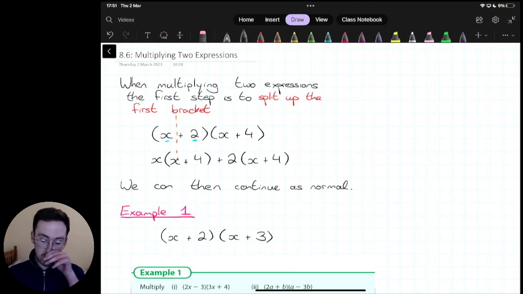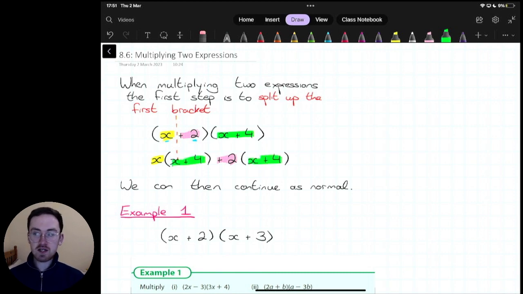So let's just make sure we see where all of those are coming from. The x here is coming from here. The plus 2 is this one here. Then the final part, the x plus 4, is the second bracket, and it appears twice. So the second bracket will be there twice, and that's fine. We're splitting the first bracket. Okay, so it's coming out in the same way that we've done the previous ones.